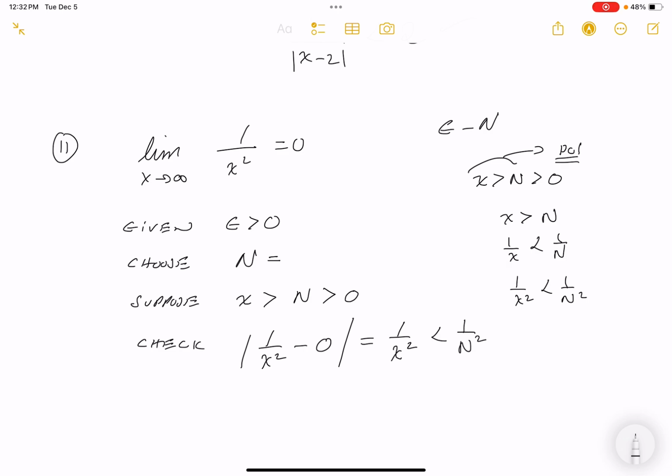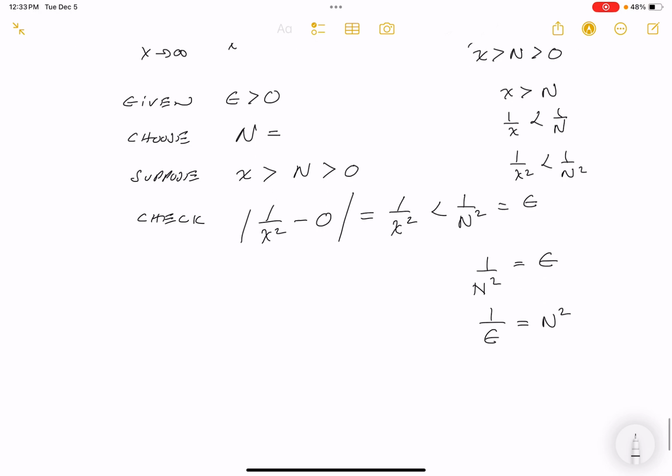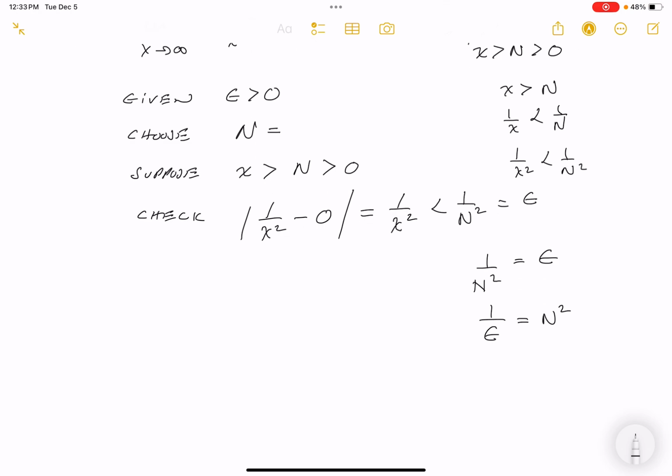All right? And then the question becomes, what do I want that to be? I want that to be epsilon. Now, I have to solve this equation for N. So what are you going to get? You get 1 over epsilon equals N squared. Again, I want to point out that N is a positive number, so I'm going to do the plus or minus root business. N will be equal to 1 over the root of epsilon.